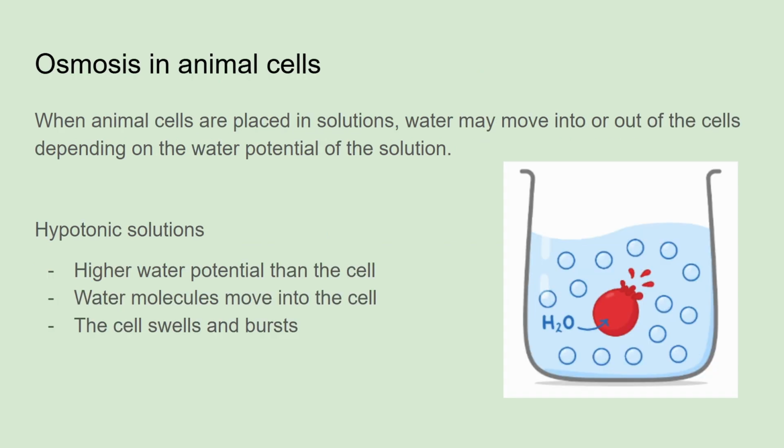Now focusing on animal cells. So when animal cells are placed in solutions, water may move into or out of the cells depending on the water potential of the solution. So in hypertonic solutions, the solution has higher water potential than the cell, which means water molecules move into the cell and the cell swells and bursts.